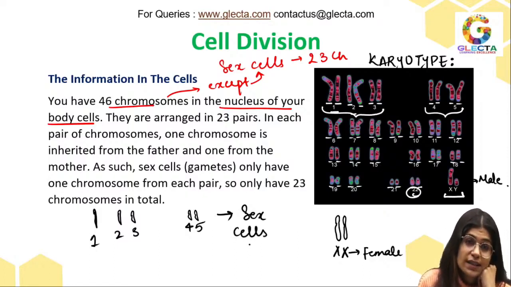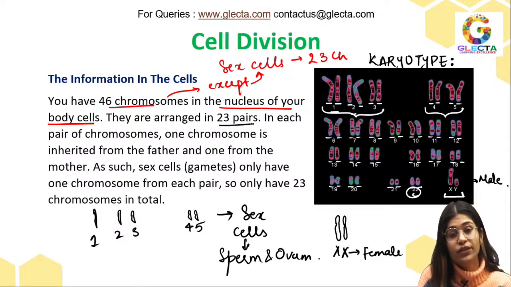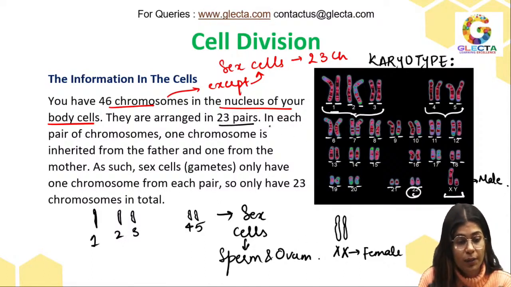Now coming to what sex cells are. Sperm and ovum are sex cells. They are arranged in 23 pairs, like we saw in the karyotype.